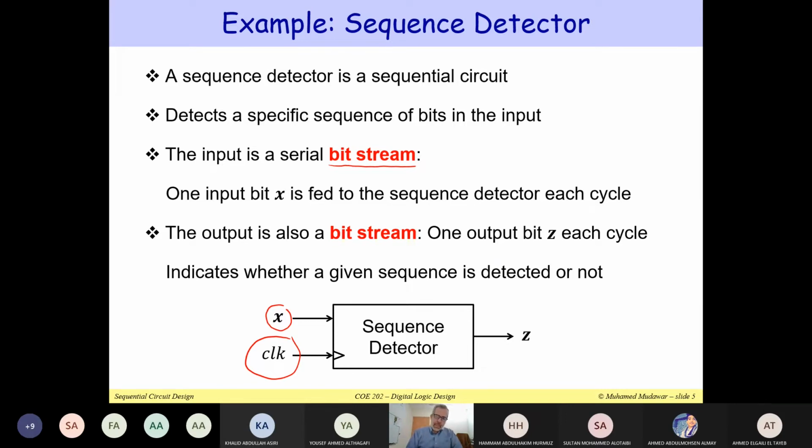And the output here is Z. It's also a bit stream. So cycle by cycle, we are also changing the output Z. Now the output Z indicates whether the sequence was detected or not. If the sequence was detected, then we output 1. Otherwise, we output 0. That's the output Z.